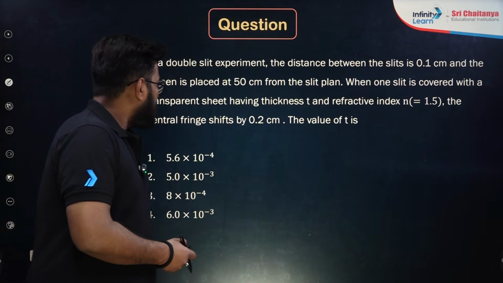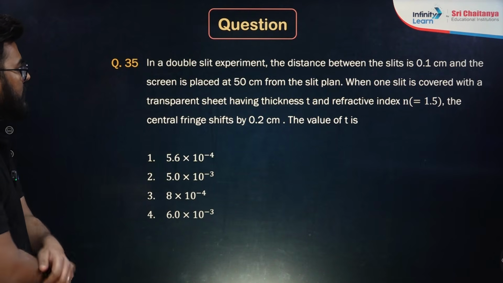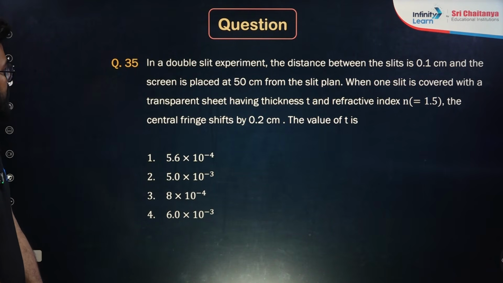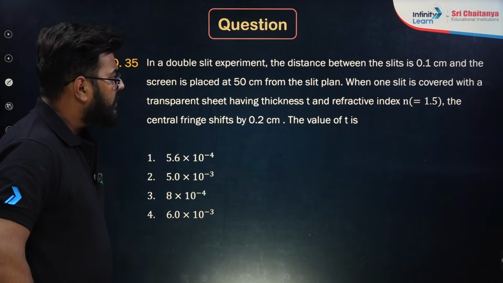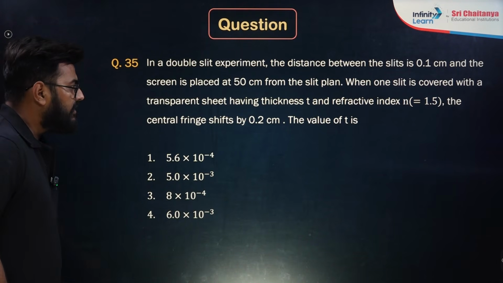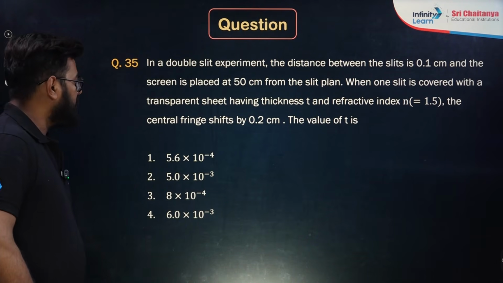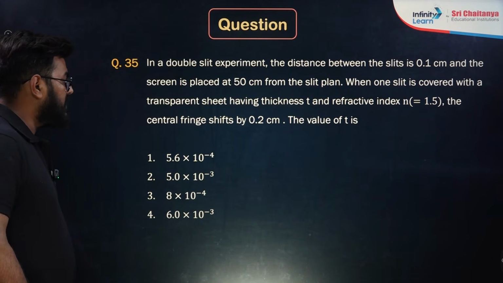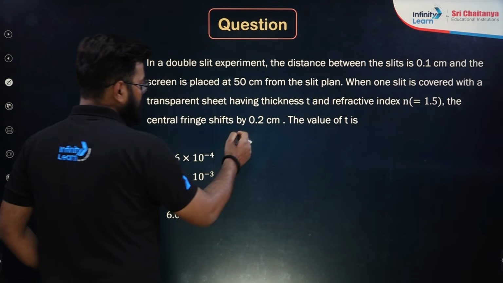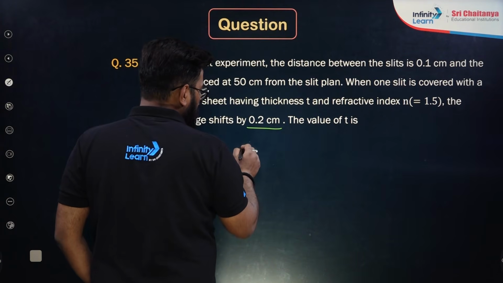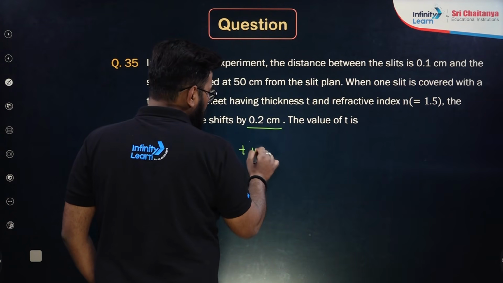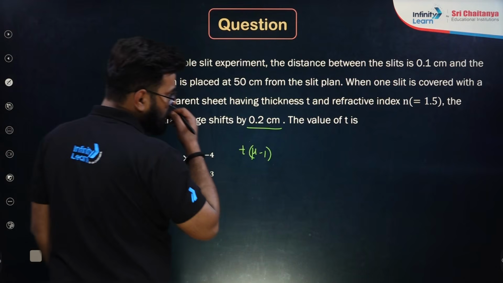Simple. Now, in a Young's double slit experiment, the distance between the slits is 0.1 centimeter and the screen is at 50 centimeters from the slit plane. When one slit is covered with a transparent sheet having thickness t and refractive index mu, the central fringe shifts by 0.2 centimeter. See, whenever a sheet is kept in place over a slit, t into (mu minus 1) is the optical path difference which is created.